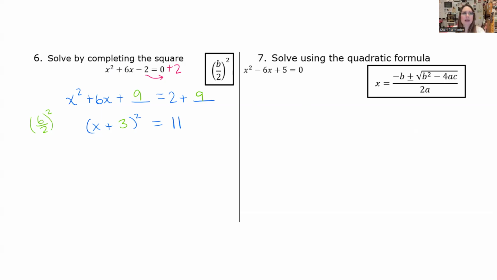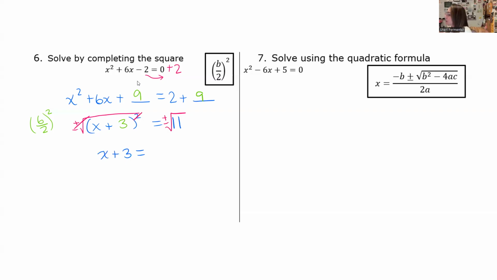11. And now I'm going to solve using square roots, because how do I undo this square? Square root. So I'm going to take the square root of both sides, plus and minus the square root on this side will cancel out that square, and plus and minus the square root of 11. So on the left side, I canceled out the square, so I have x plus 3. What's the square root of 11?